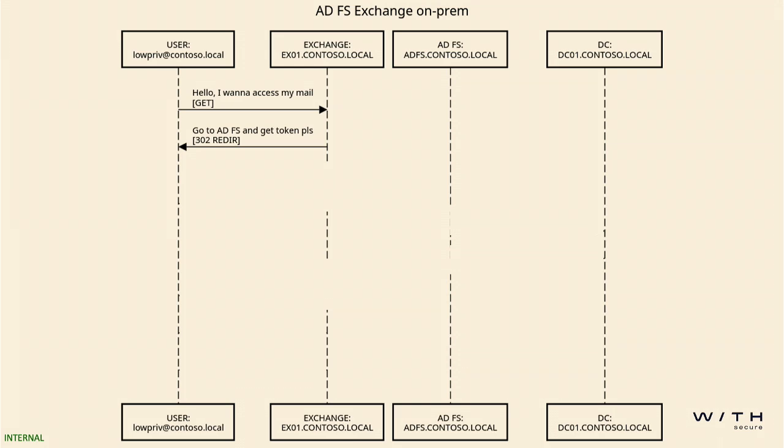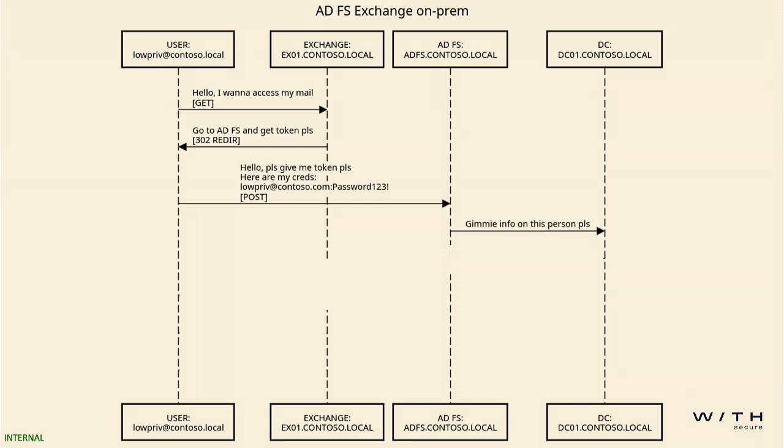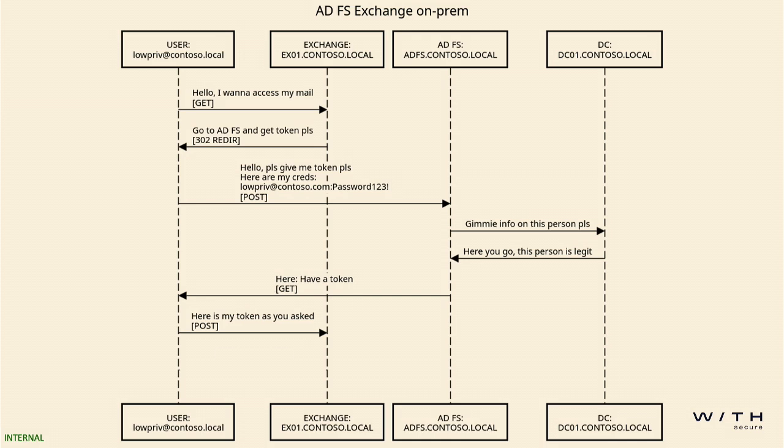It says, give me your creds. The user's like, okay, hello, here's my creds. And then the ADFS server asks Active Directory, does this user exist? Is this person who they say they are? And then essentially the domain controller tells the ADFS server, yes, this user exists. Here is the legitimate identity. The ADFS server returns a token to the user, and then the token gets passed to the Exchange server, and then a login gets granted.